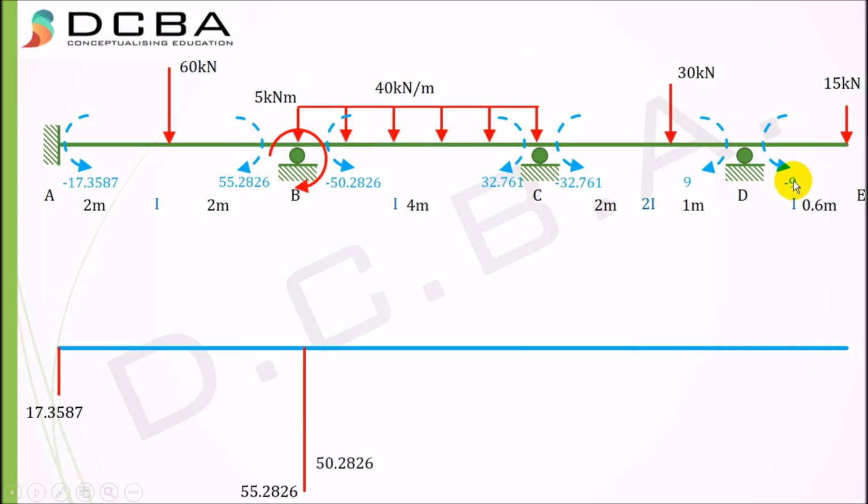Then 50.2826 again, it is downward somewhere here. 32.761 down, 9 down. If you want to be more clarified about how to draw this thing downwards, you can check the shear force and bending diagram lecture that I have posted in the channel. The link will be given in the show notes here, and we have to join them.